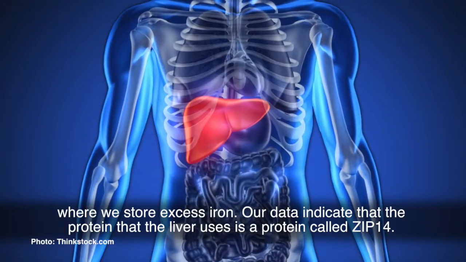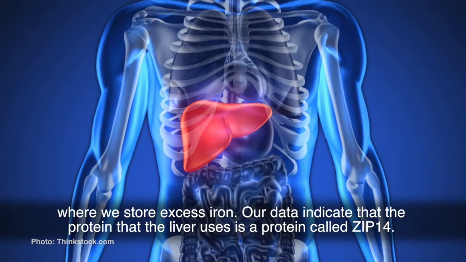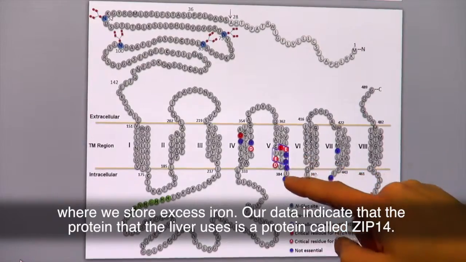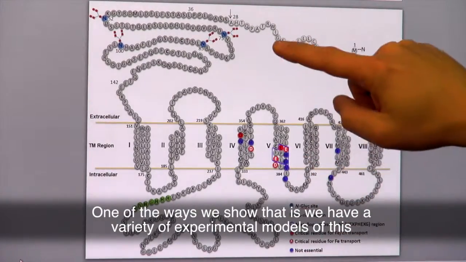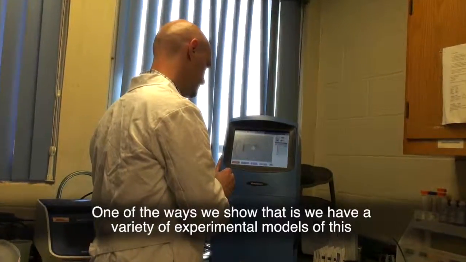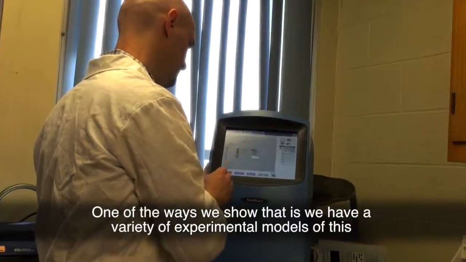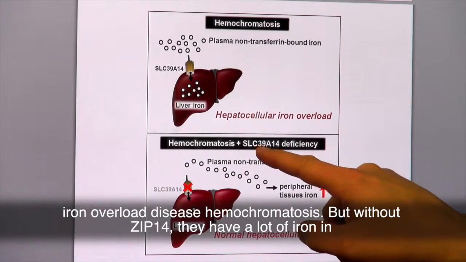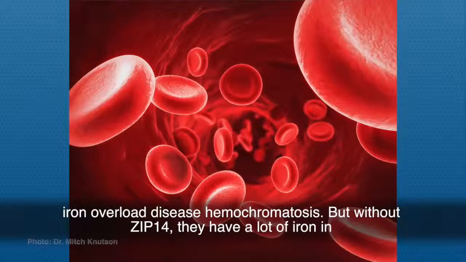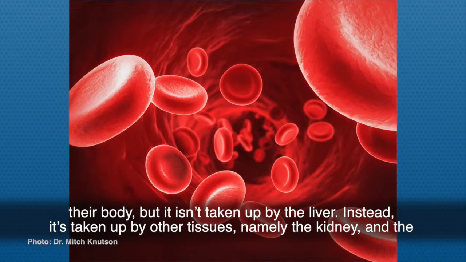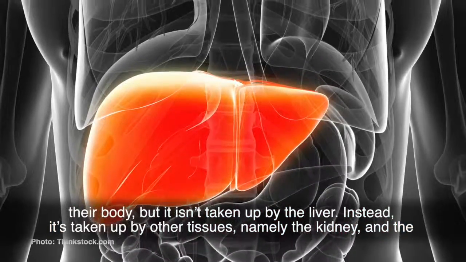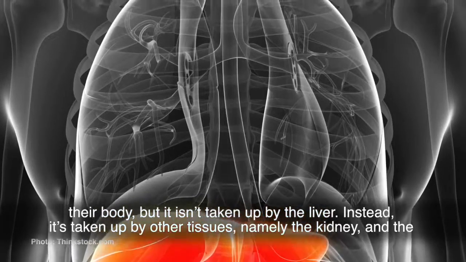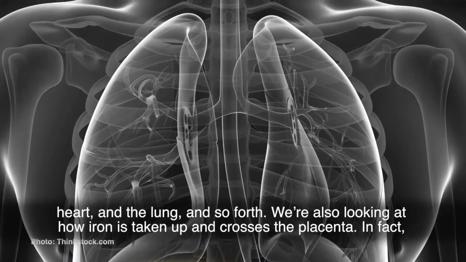Our data indicate that the protein that the liver uses is a protein called ZIP14. One of the ways we show that is we have a variety of experimental models of this iron overload disease, hemochromatosis, but without ZIP14. They have a lot of iron in their body, but it isn't taken up by the liver. Instead, it's taken up by other tissues, namely the kidney and the heart and the lung and so forth.